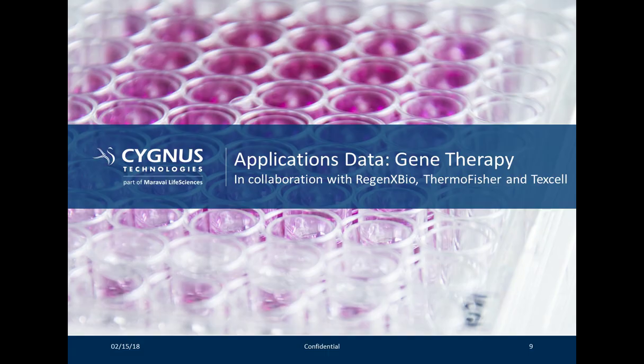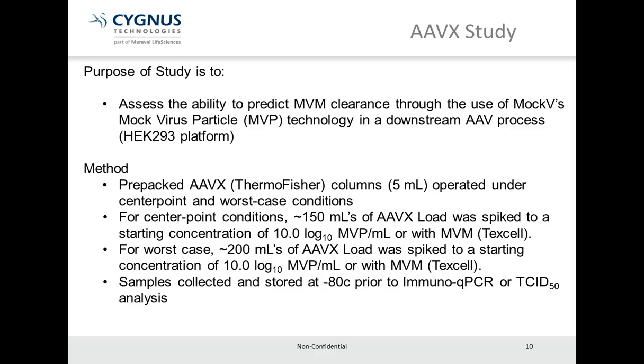The next couple slides, actually the rest of the slides I have, will just show you applications of our kit, of this technique. The first application was within the gene therapy space. The purpose of this study was to assess the ability of MVM clearance through the use of our kit in a typical AAV process. This was a HEK-293 platform. We collaborated with Regenex Bio for this study. So the unit of operation that we were looking at during the study was an affinity column. This is POROS AAVX. It's a Thermo Fisher resin.